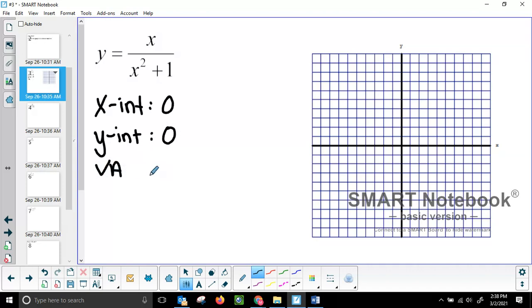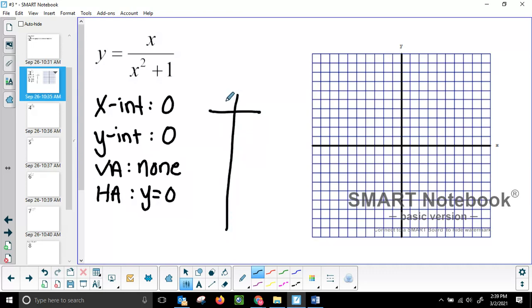Vertical asymptotes. We set the bottom equal to 0 and solve. But because this is a plus, remember anytime you square a number, you get a non-negative number. So if you take a non-negative number and add 1 to it, it will always be positive. Therefore, it will never be 0. So there are no vertical asymptotes. Horizontal asymptote, the degree of the denominator is larger. Therefore, we have y equals 0.